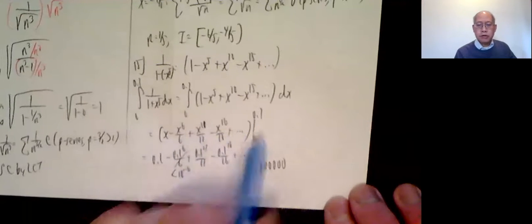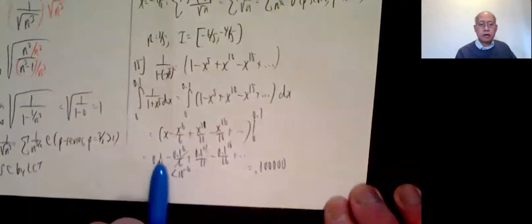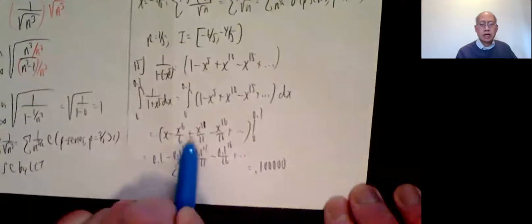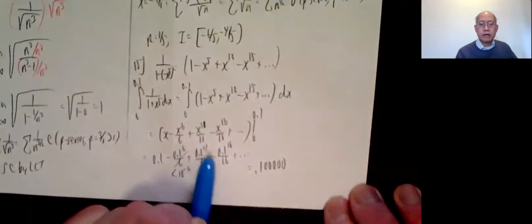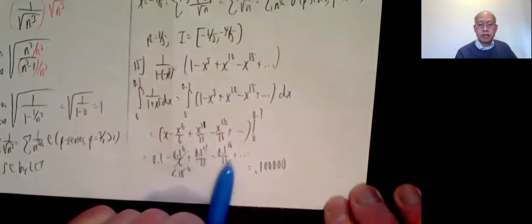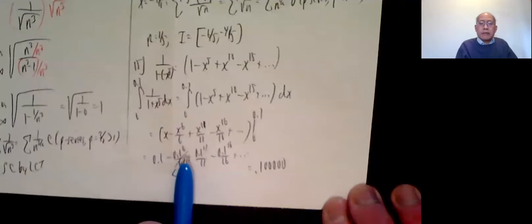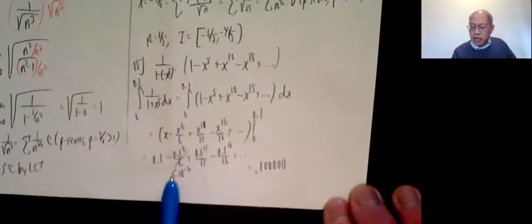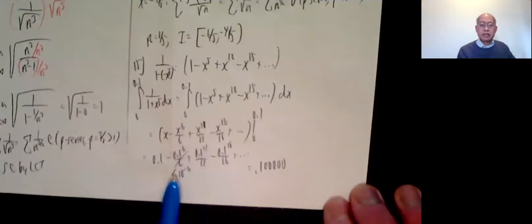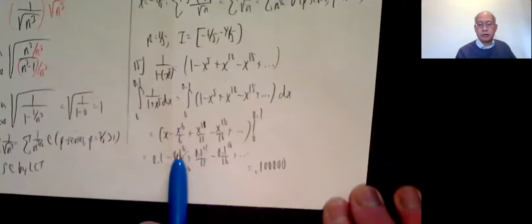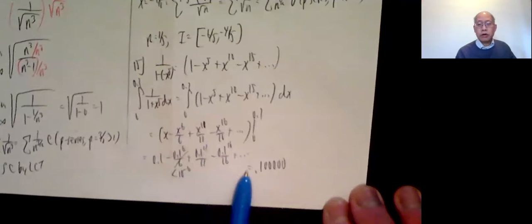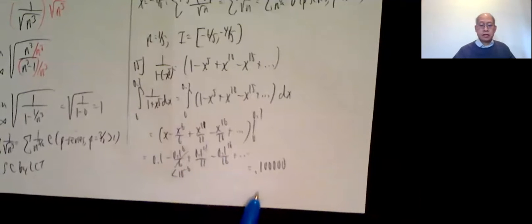Plug in 0, they're all 0. Plug in 0.1: 0.1 minus 0.1 to the 6th over 6 plus 0.1 to the 11th over 11 minus 0.1 to the 16th over 16 plus dot, dot, dot. This converges by the alternating series test, and if I stop anywhere, the error is no more than the next term. This is already less than 10 to the minus 6. We wanted 6 decimal places, and 0.1 to the 6th is 10 to the minus 6, almost by definition, and I'm dividing that, so this is already less than that. So 0.10000 to 6 decimal places.